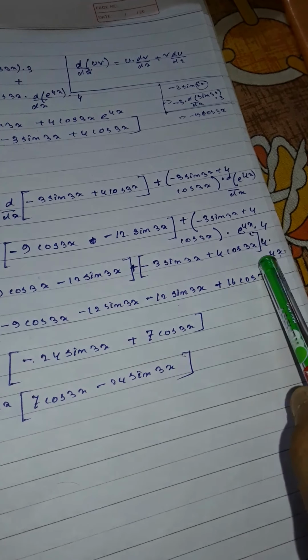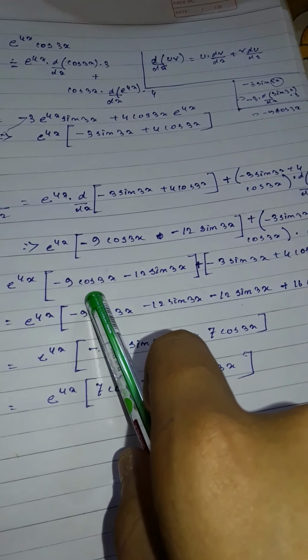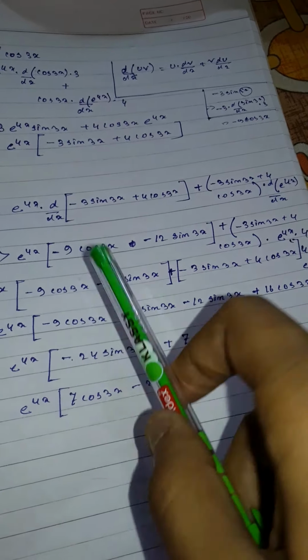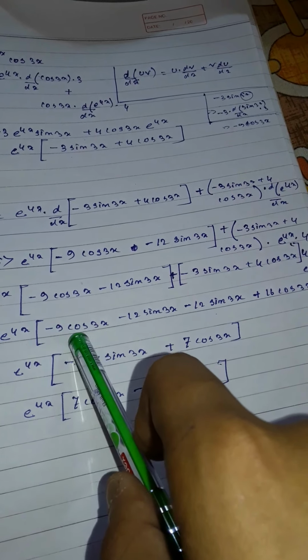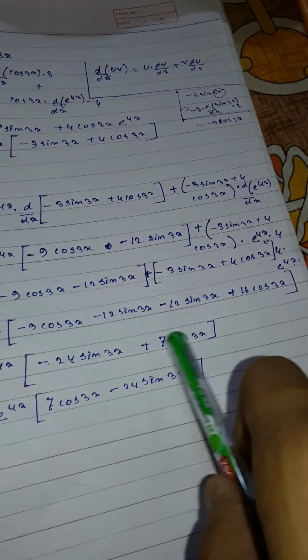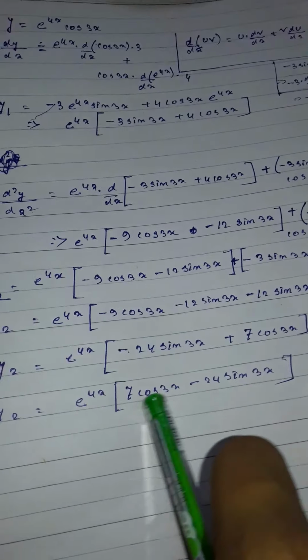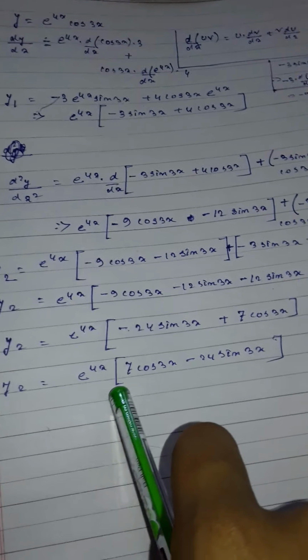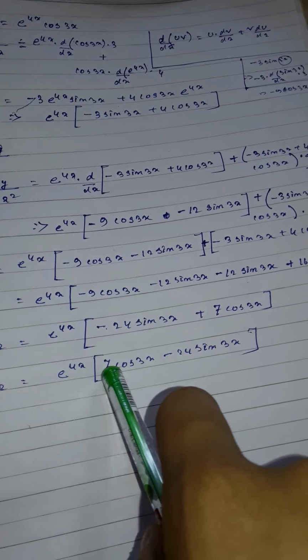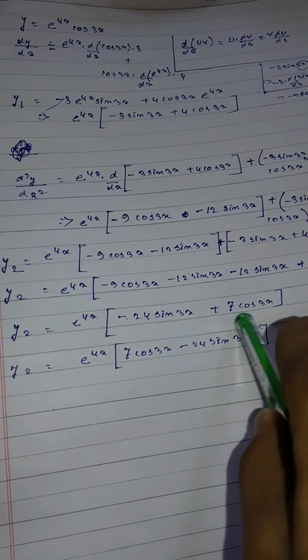Now we do the simple addition or subtraction. Minus 9 cos 3x plus 16 cos 3x gives 7 cos 3x. Minus 12 sin 3x minus 12 sin 3x gives minus 24 sin 3x. Taking e^(4x) common outside, we get e^(4x) (7 cos 3x minus 24 sin 3x). So guys, this is our final answer for the second order differentiation of this question.